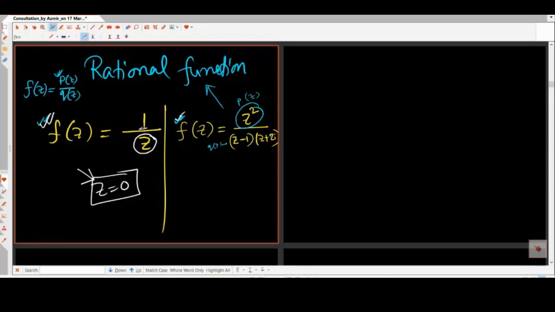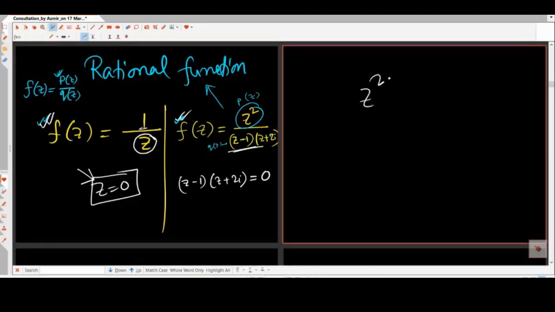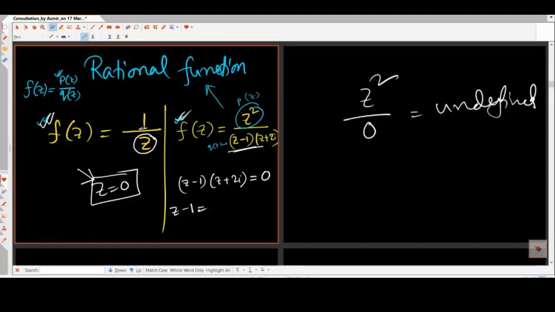Similarly, for the second example, we have the denominator (z − 1)(z + 2i). If this denominator becomes 0, then z squared over 0 is undefined. So we can solve: z − 1 = 0 and z + 2i = 0. So actually we have z = 1 and z = −2i.